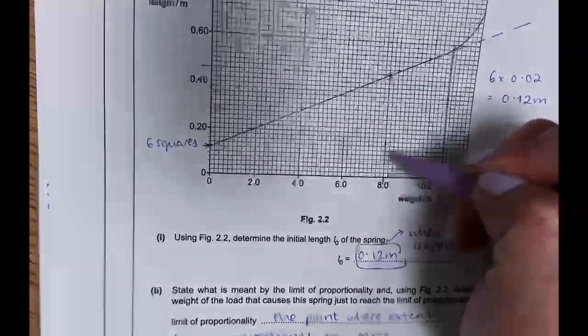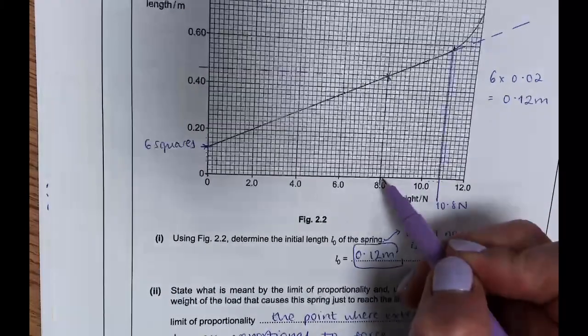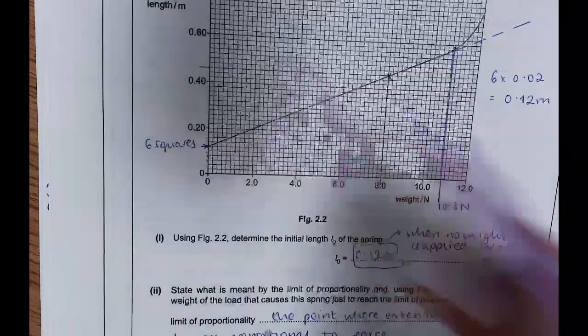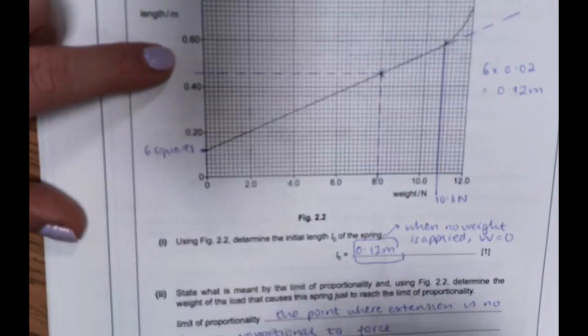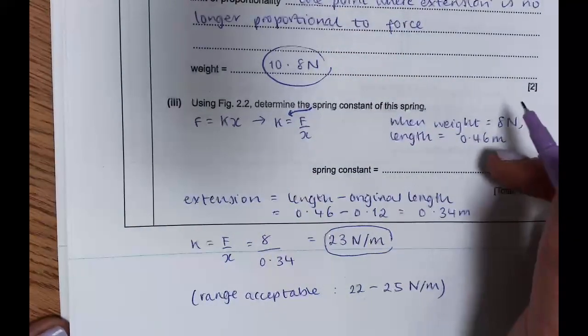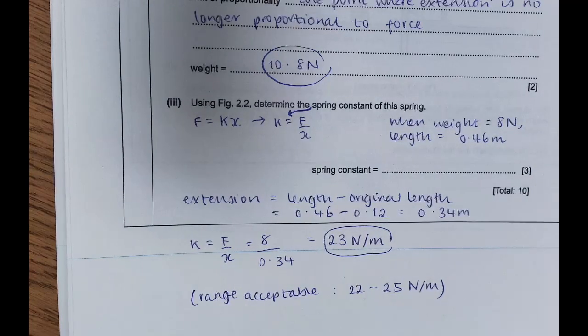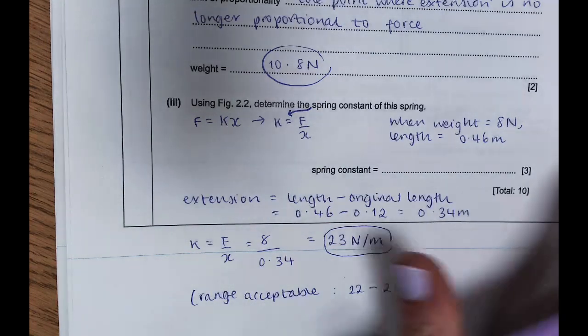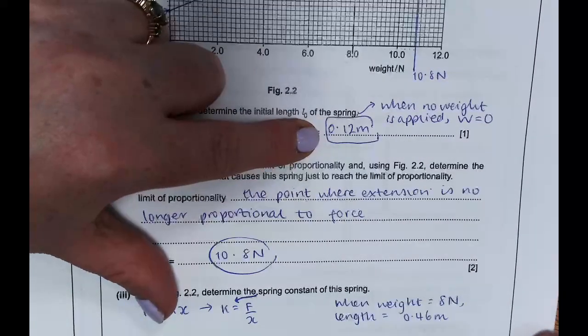So I chose 8 newtons. And when I had a weight of 8 newtons, I found that the length of my spring was 0.46. So I'm going to pop that on there just in case we need to refer back to it. Okay, so I said when weight was 8 newtons, the length was 0.46 meters. Now, what might have caught you out is that that is not your x value. X is the extension. We know that the original length of the spring was 0.12 meters.